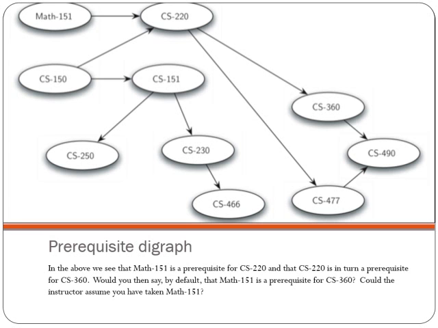So the instructor of Computer Science 490 can assume that all of the students have had either 360 or 477, but not necessarily both. Now, can the instructor of 490 assume that all the students have had Math 151? And of course, yes, because you have to have Math 151 to have the prerequisite 220. So this property is called the transitive property.